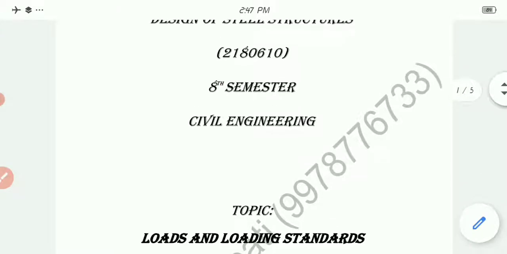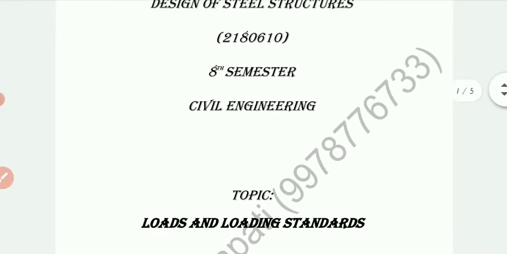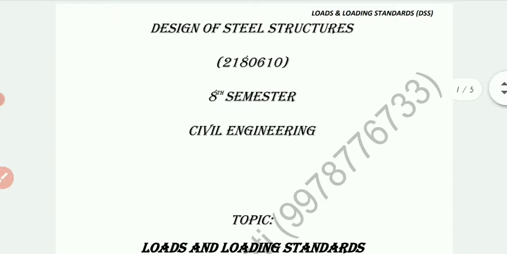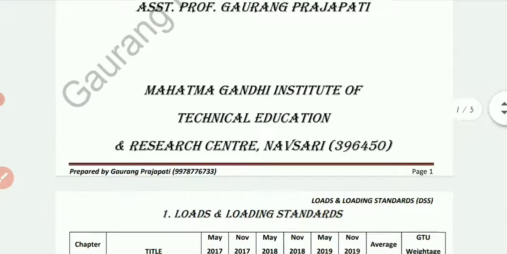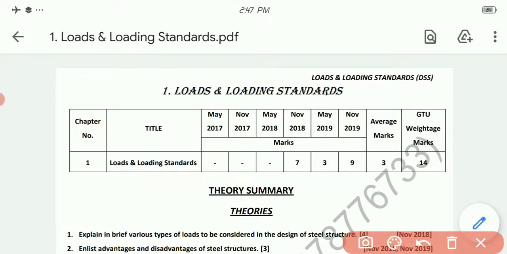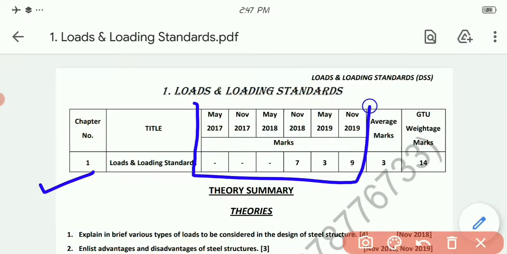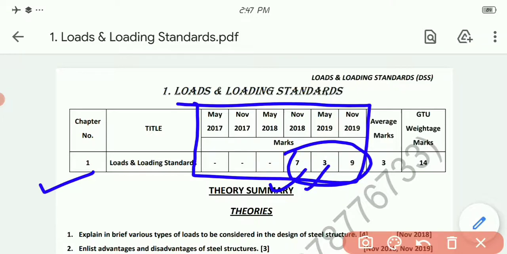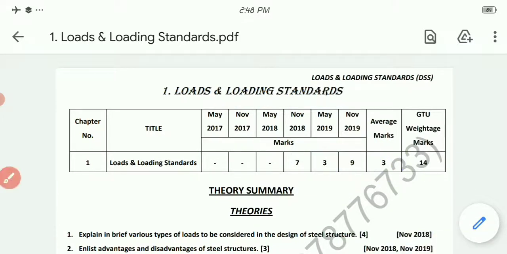Today we are going to cover the topic of loads and loading standard of the subject Design of Steel Structure, 8th sem civil engineering. So first of all, let's start the discussion with the weightage of the chapter in the exam. You can see over here in the table I have given the weightage of the chapter in all exams of the DSS. In the previous three exams the chapter has been asked respectively 7, 3 and 9 marks. On an average there are 3 marks from this chapter.